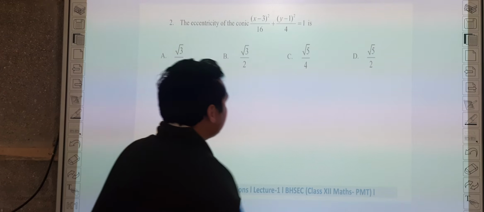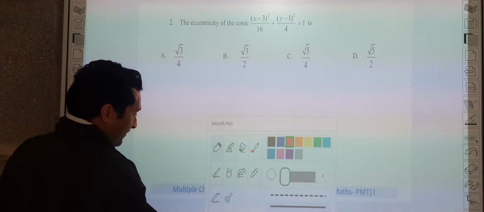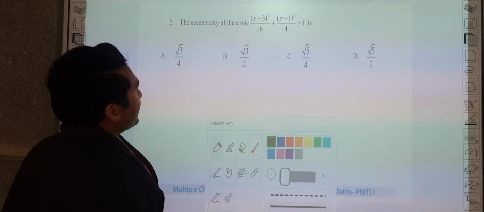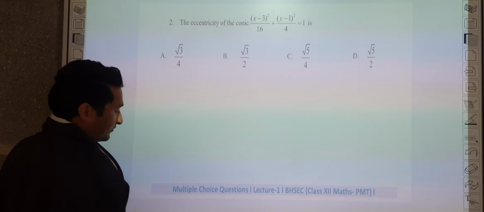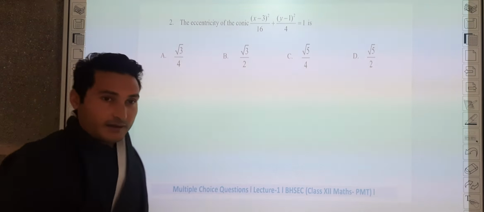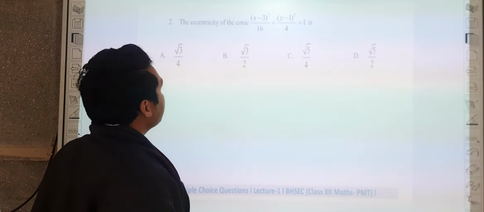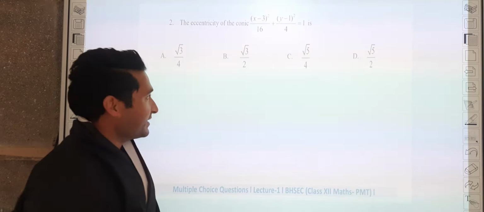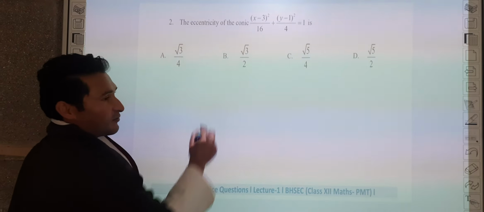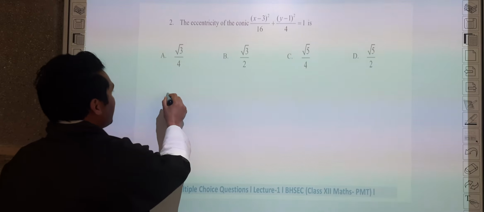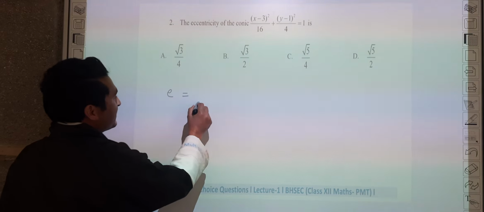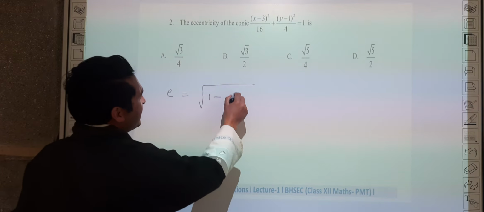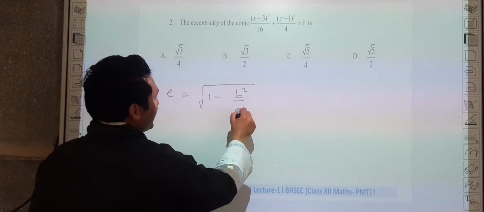And the next question. So we have to find the eccentricity if we are given the equation of the conic section. Here we are given the equation of the conic section and we are asked to find the eccentricity. We know the relation between eccentricity and the given A and B. So e is equal to the square root of 1 minus B square divided by A square.